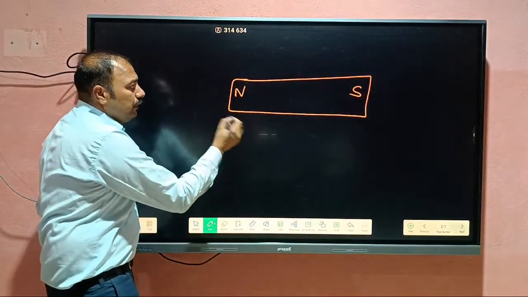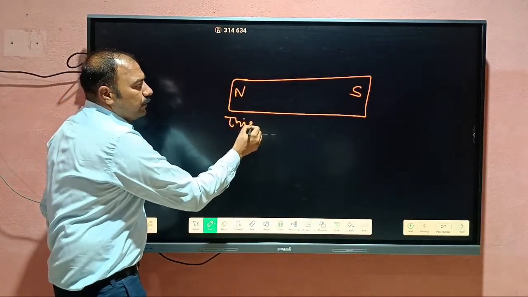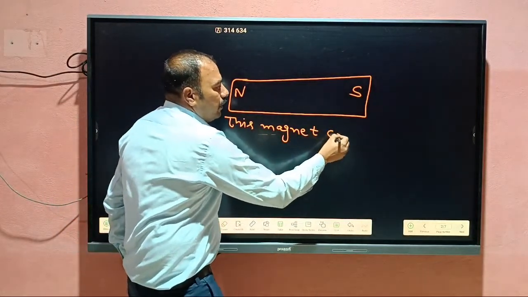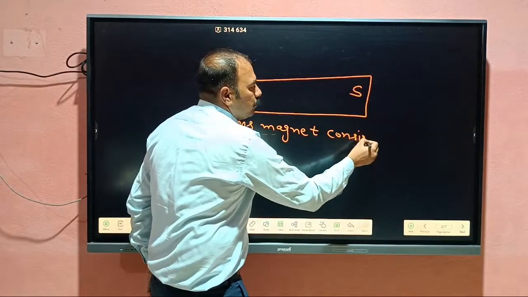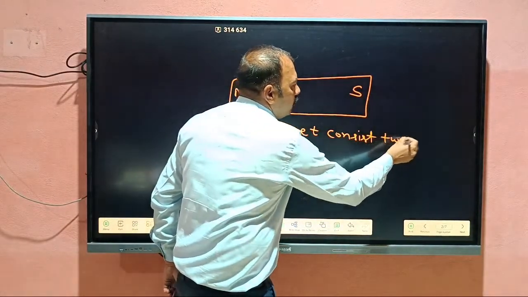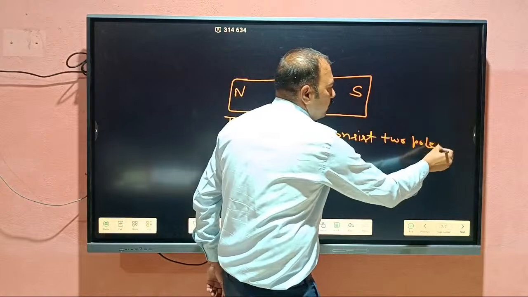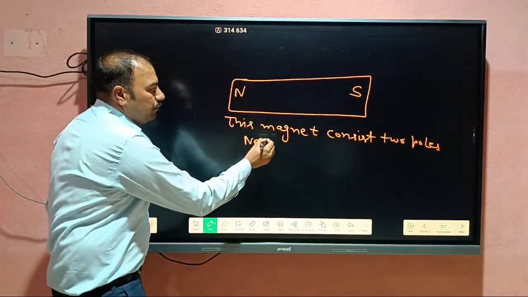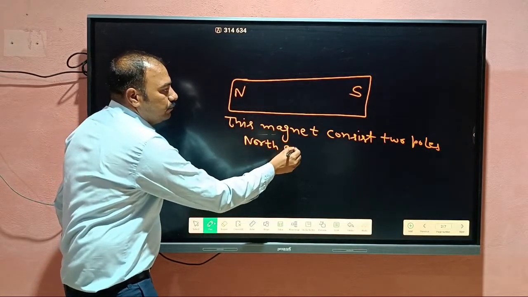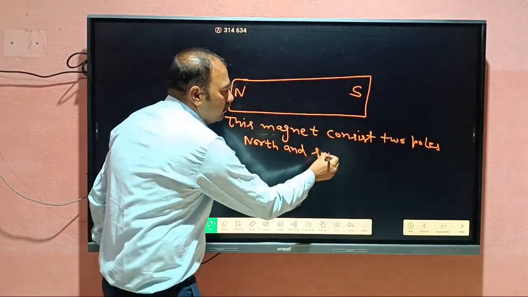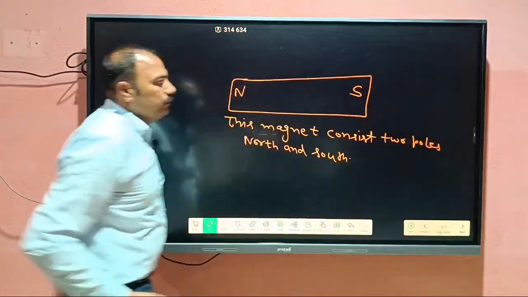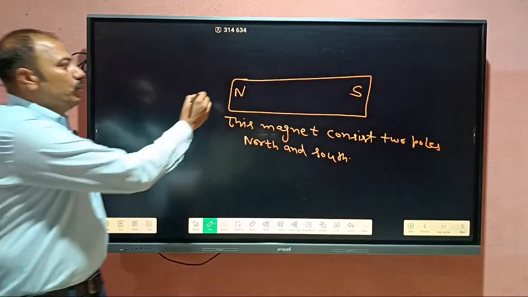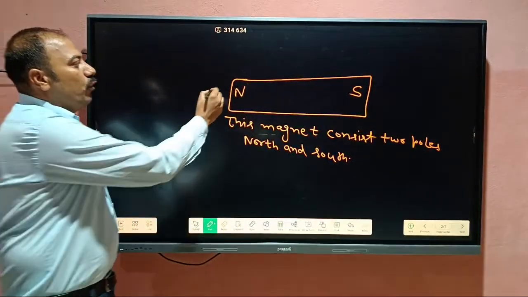So this magnet consists of two poles, and these two poles are named north and south. So what is the pattern of a magnetic field here? Magnetic field lines start from the north pole.